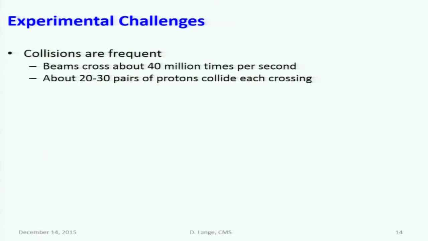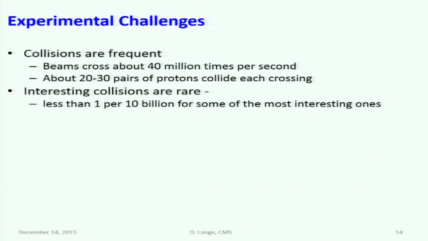So I think our biggest challenge is that we get 40 million beam crossings per second, and each of those beam crossings gets roughly 20 or 30 collisions. So that's basically a billion collisions per second that we have to sort through.